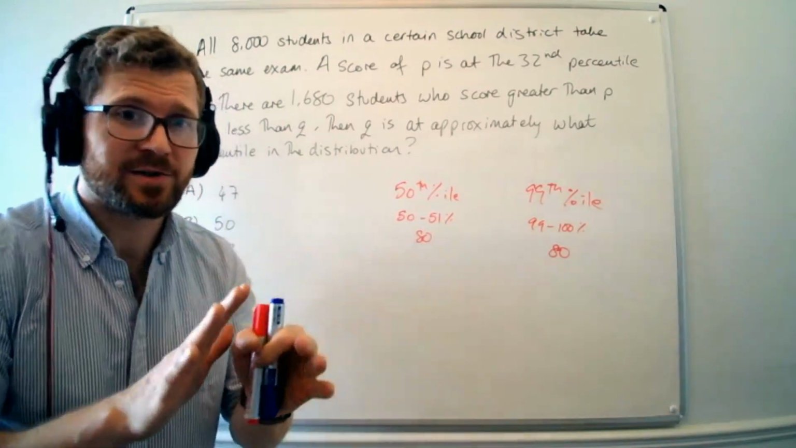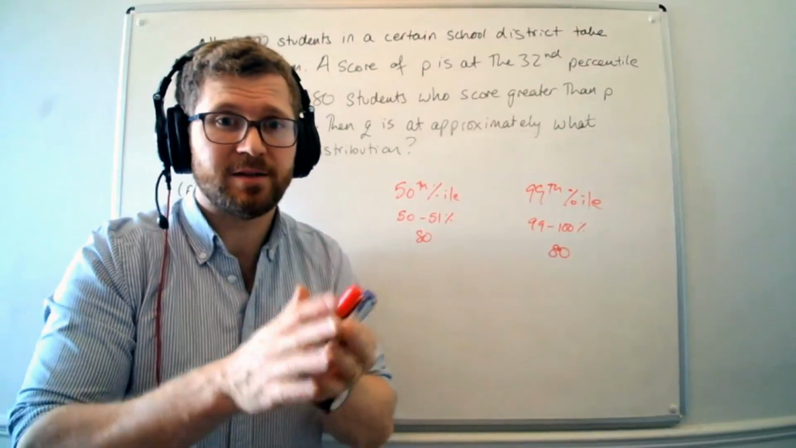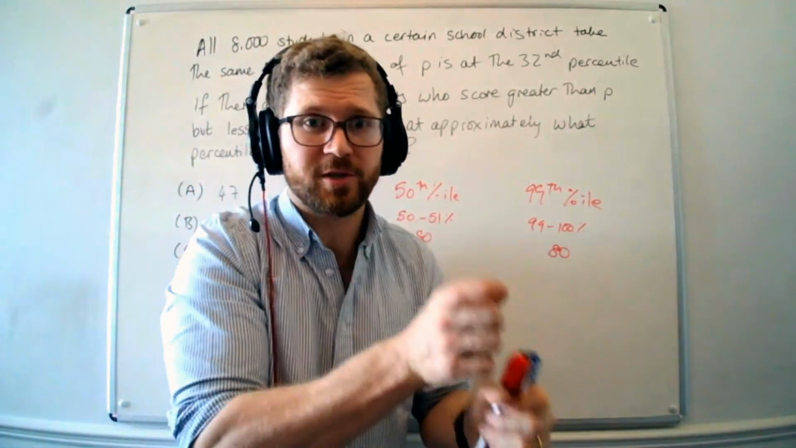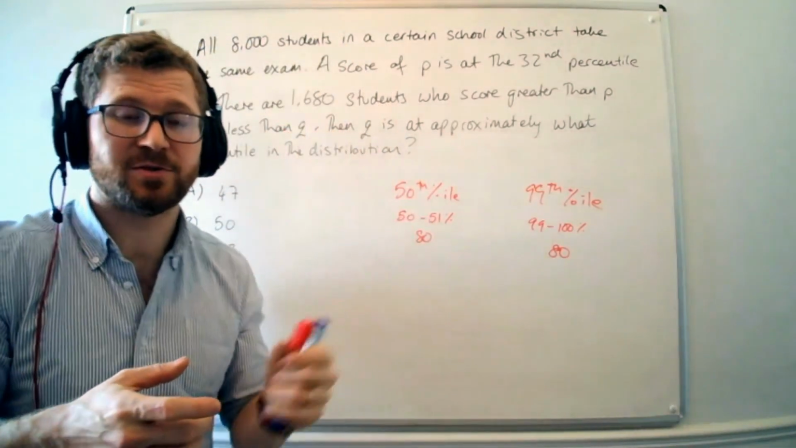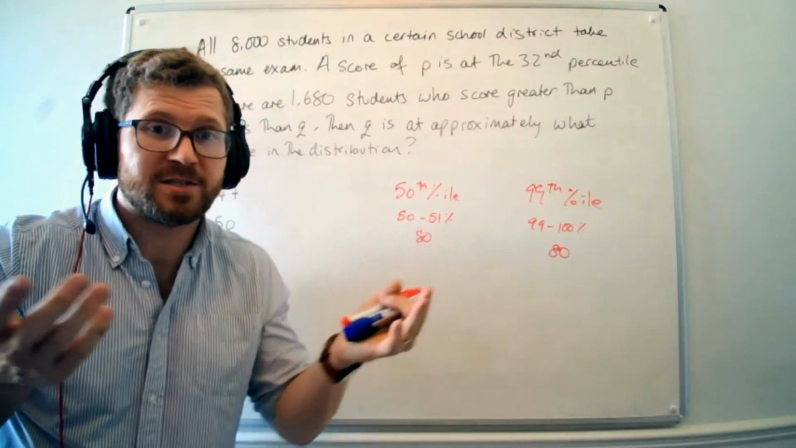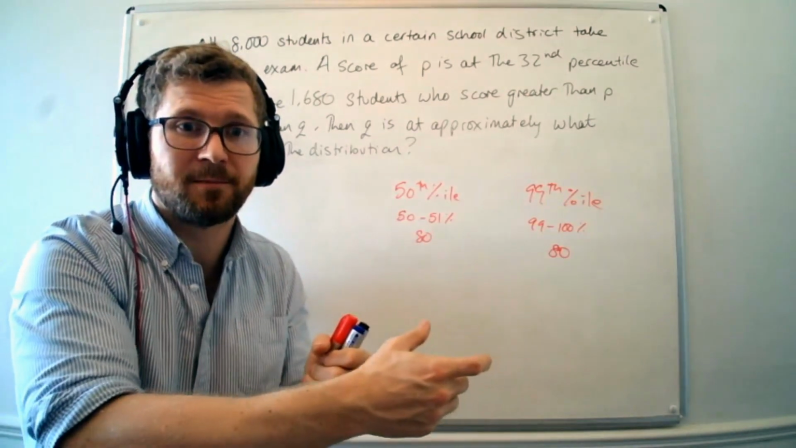Now, you might see some other similar words on the GRE. They sometimes use quartiles, in which we've split the data up into 4 chunks. So in this case, with our 8,000 students, they would be 4 chunks of 2,000 students. And again, we can say things about each of those quartiles.